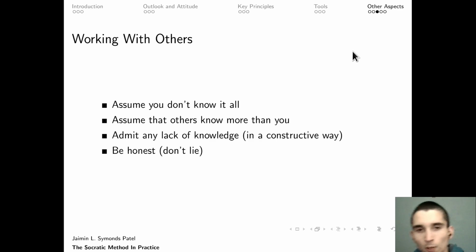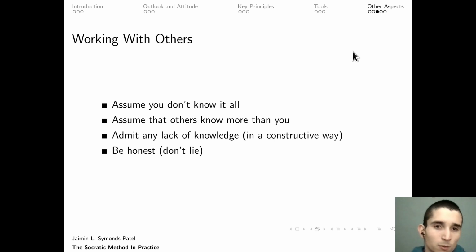Thirdly, it helps to admit any lack of knowledge. This is slightly different. This is you saying, if you're asked about something, hang on a minute, I actually don't know that. But doing it in a constructive way, because if someone comes to you for help and you say, I don't know, they're not going to be very happy with that if you just leave it at that. So to make it constructive, try and give a pointer where they might be able to find the answer, another person, or maybe a bit of knowledge that you do know, but acknowledging or admitting that you don't know any more than that.